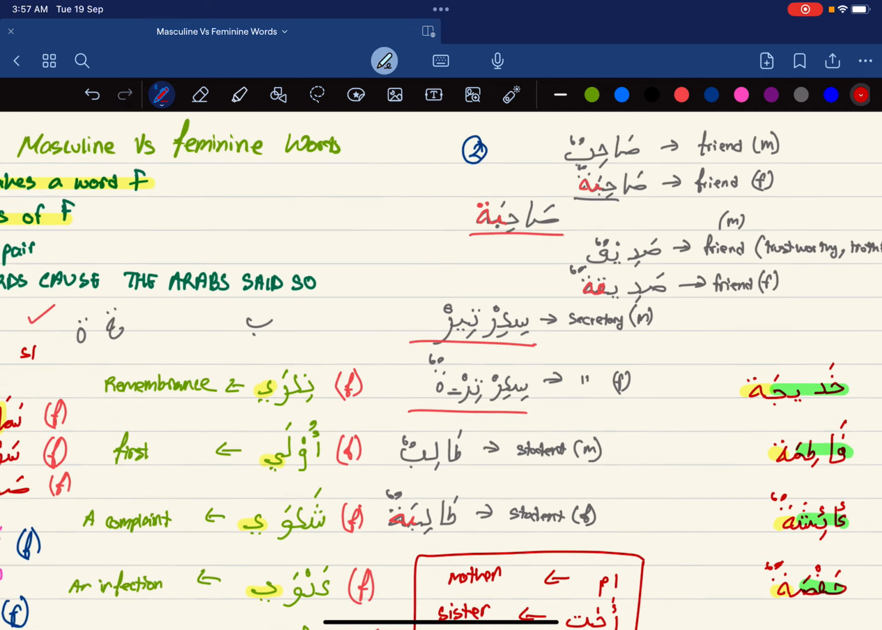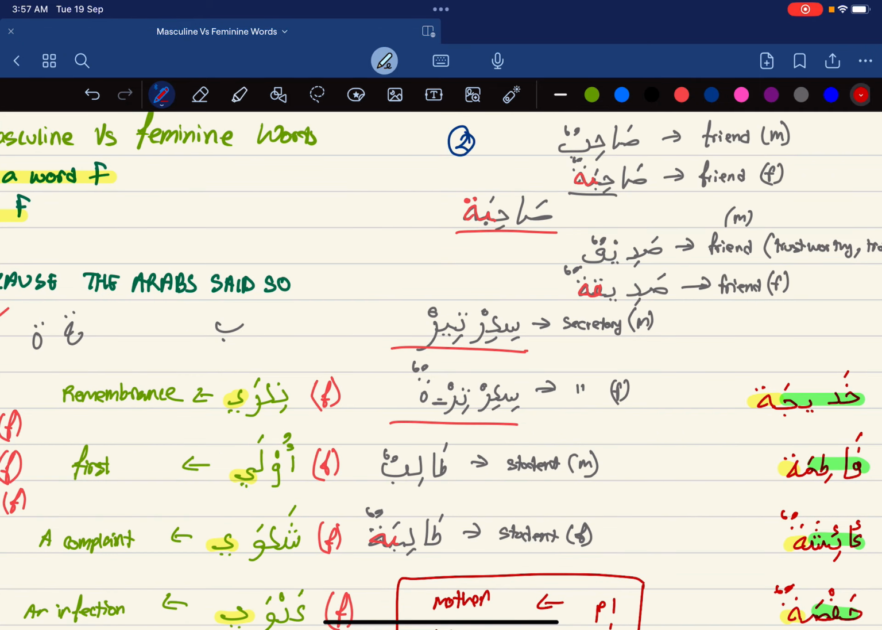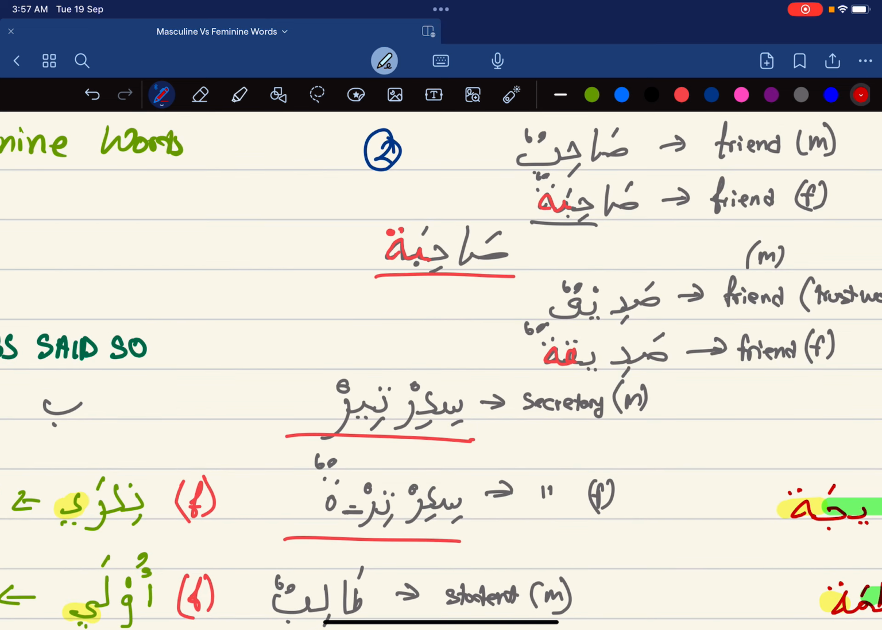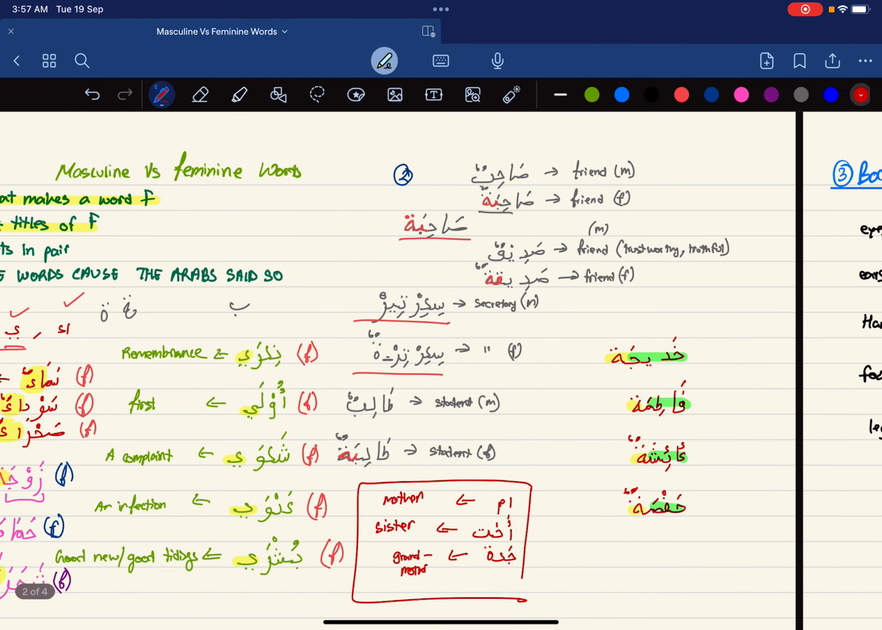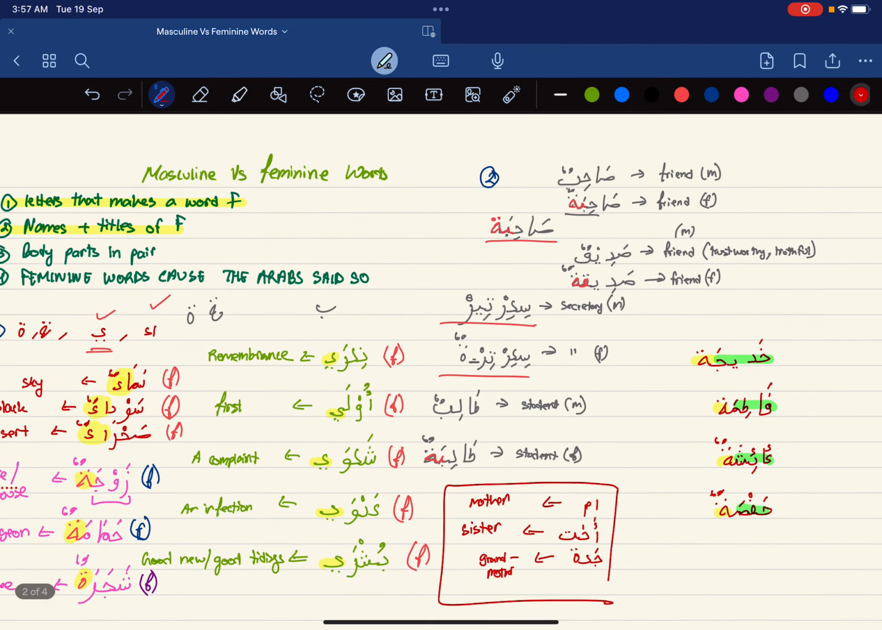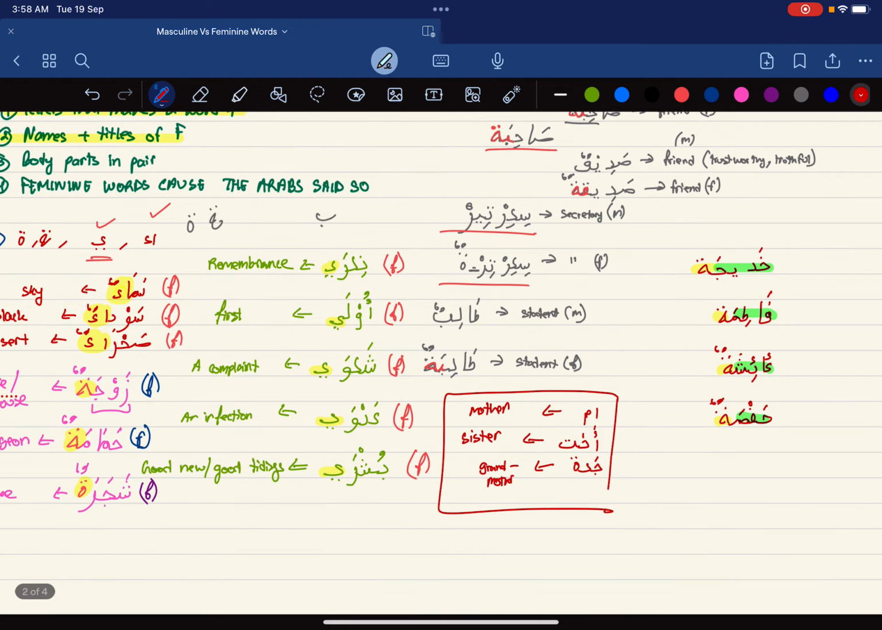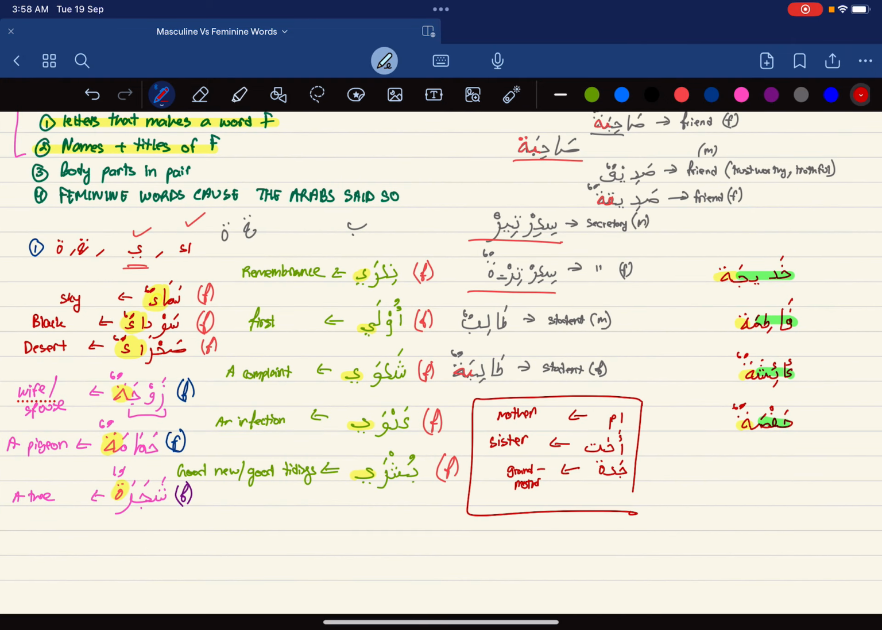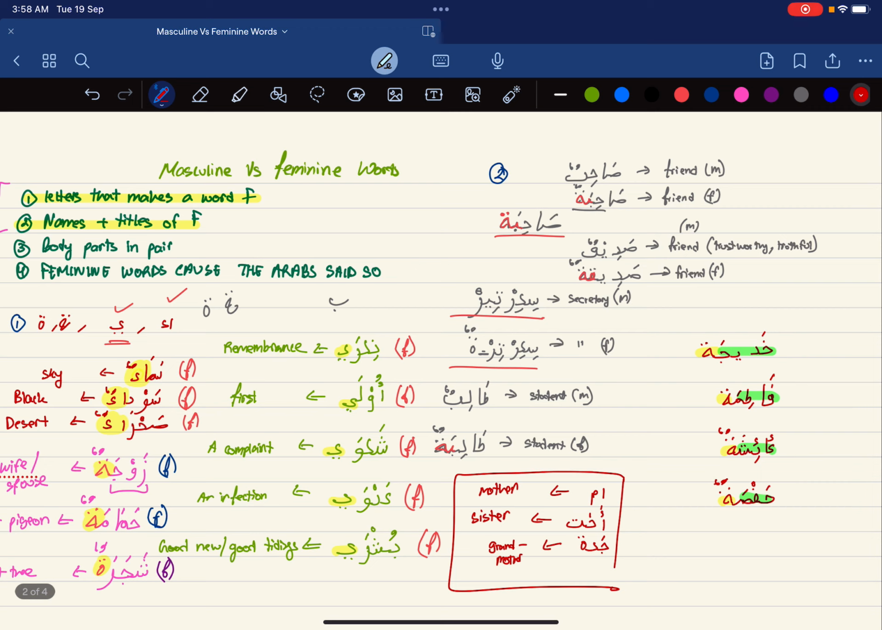So these are kind of figures, and then you can basically turn any other words feminine. Mudarris, mudarrisun, mudarrisatun. Then we have tajirun, tajiratun. These are titles, names, nouns. You can turn any of these nouns into feminine words. And yeah, that's basically it.